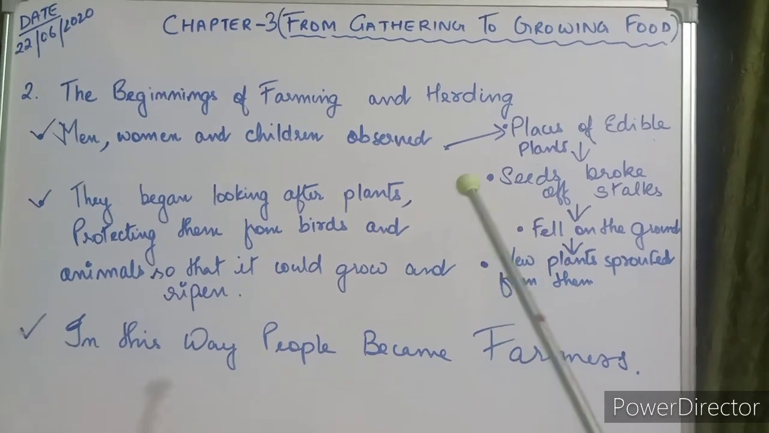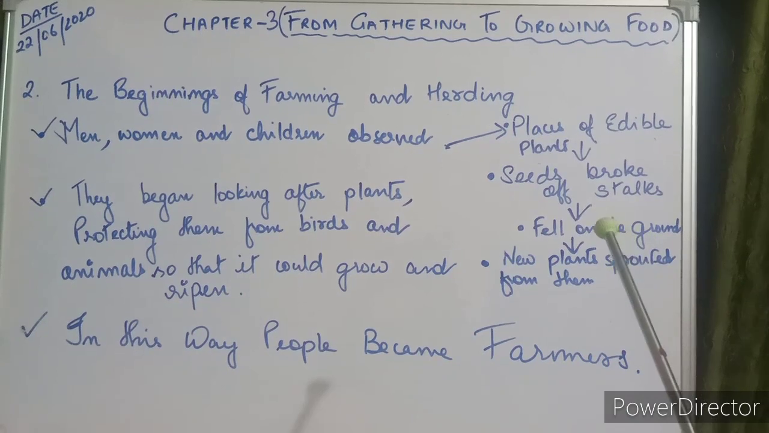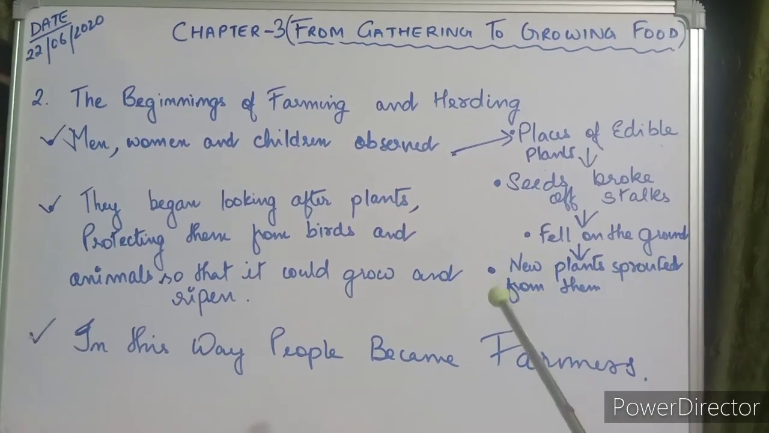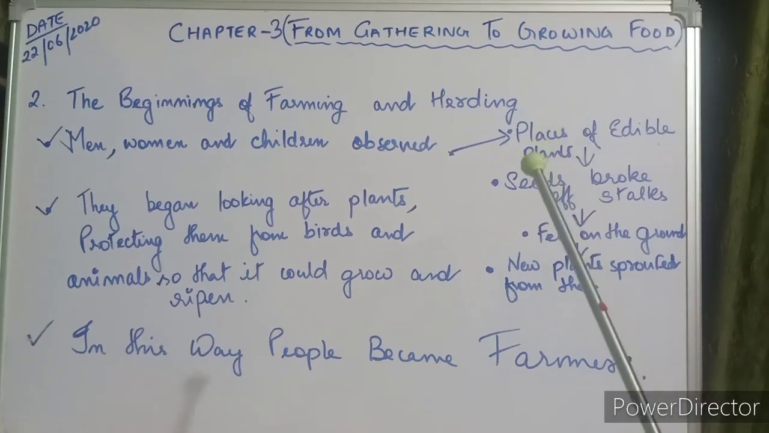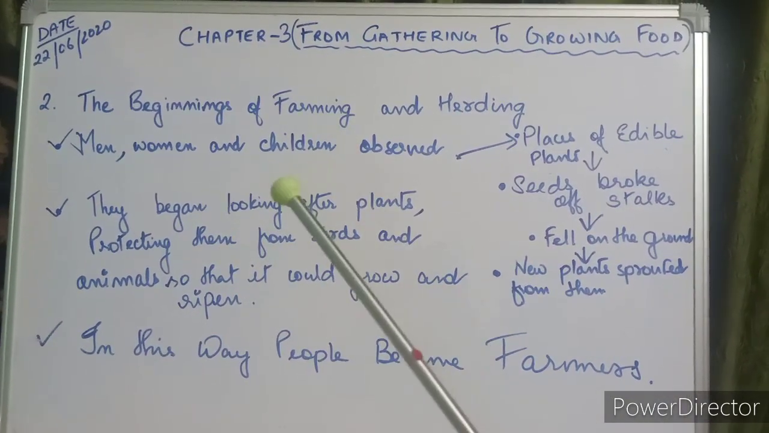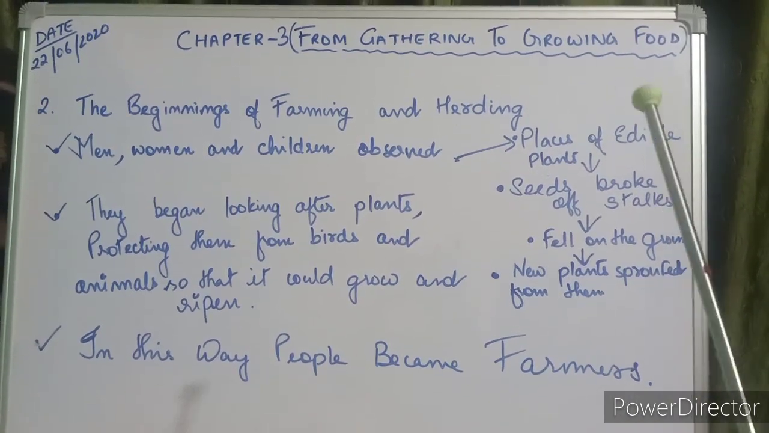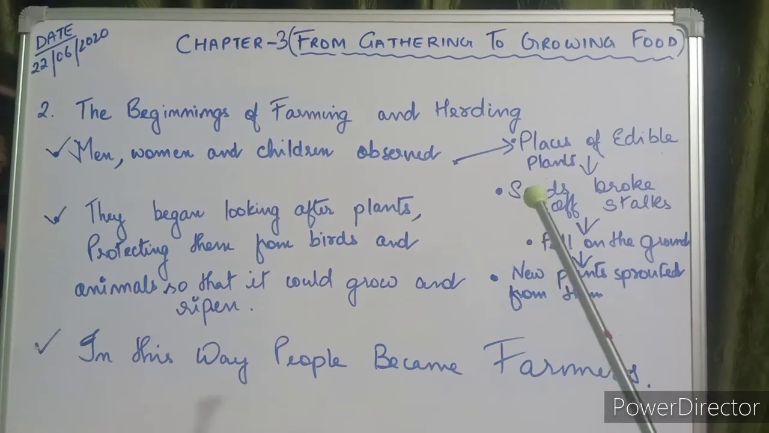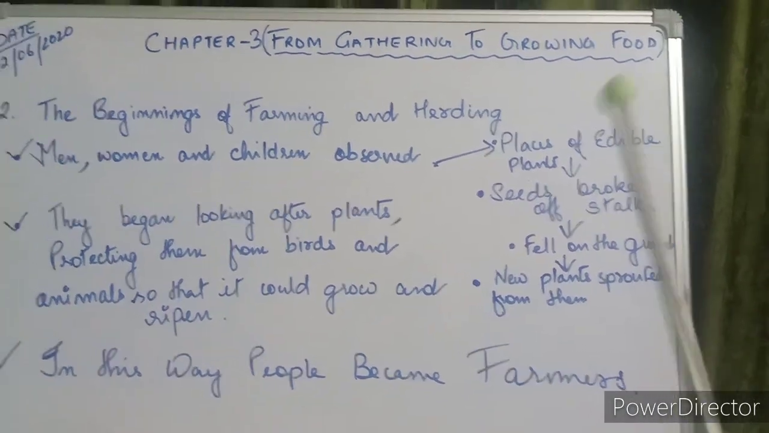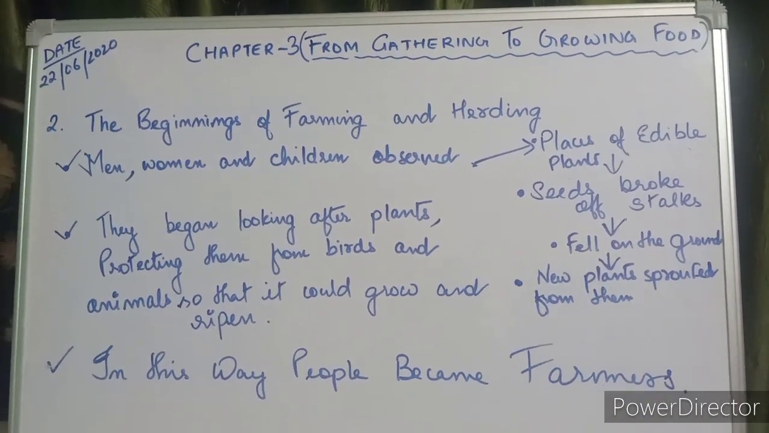After that, they noticed that seeds broke off the stalk, right? And after that, the seed fell on the ground, and from that particular seed new plants sprouted. So this is the observation which was done by men, children and women. First of all, they found the places of edible plants. From there, they were noticing that there were seeds which fell from the stalk. After that, the seed fell on the ground and new plants sprouted.